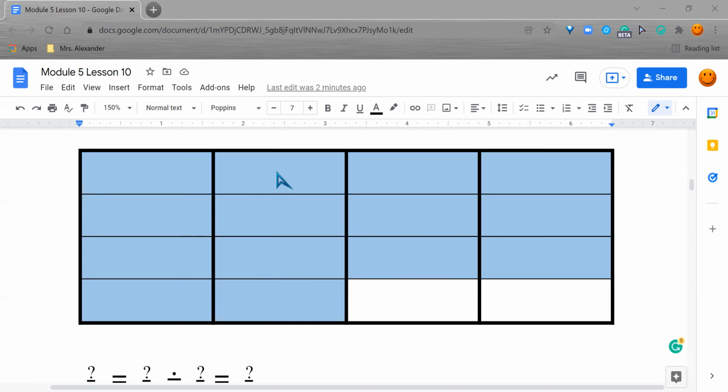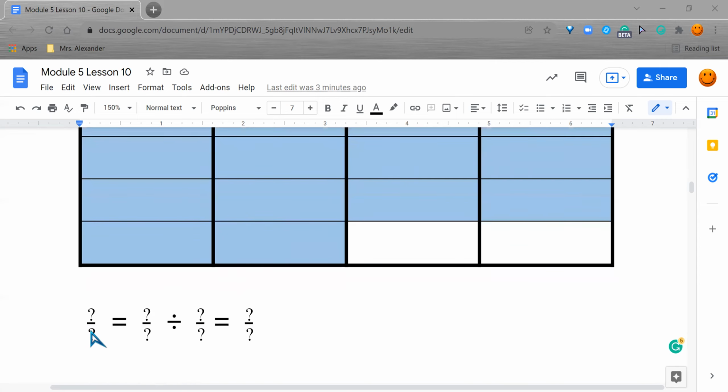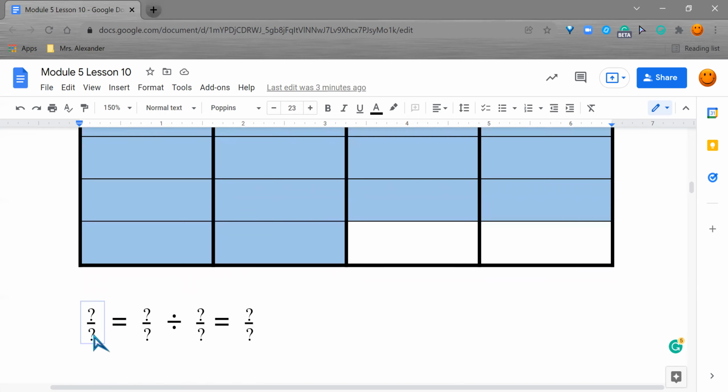So I'm going to count 1, 2, 3, 4, 1, 2, 3, 4. I know being area, I can do 4 times 4, or I can count them individually. 1, 2, 3, 4, 5, 6, 7, 8, 9, 10, 11, 12, 13, 14, 15, 16. So either way works, you guys. So I'm going to write 16 on the bottom.